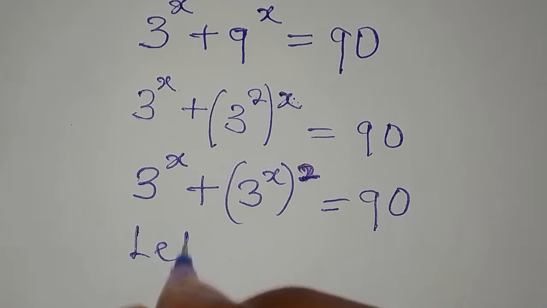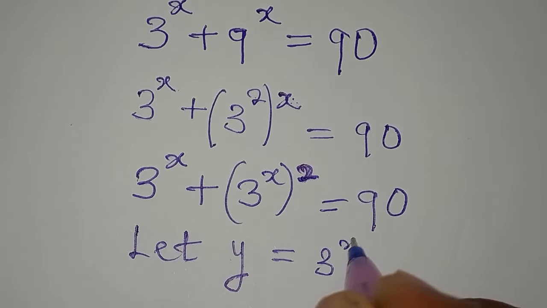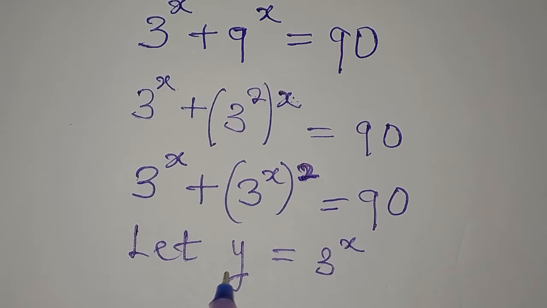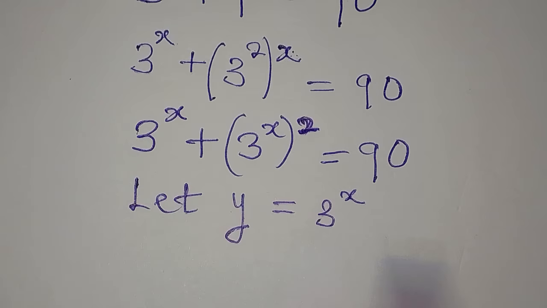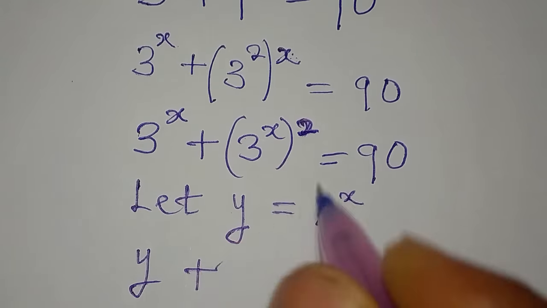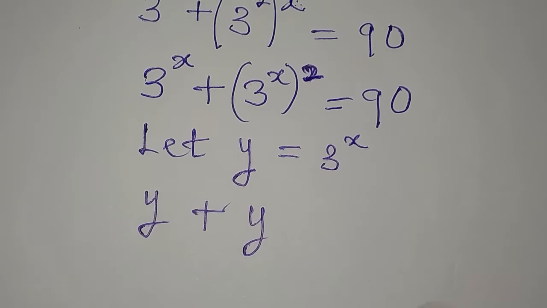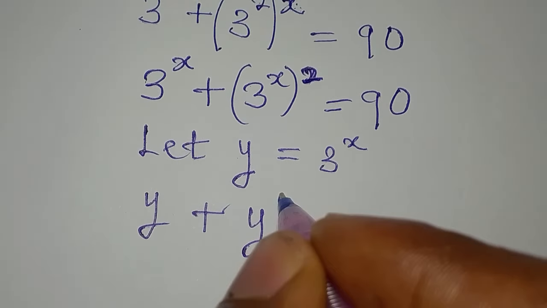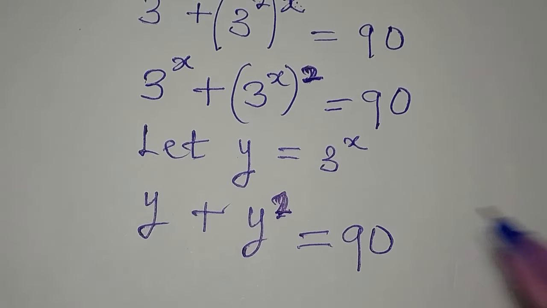Now let a letter, let's say y, be equal to 3 to the power of x. This could have been any letter, right? So if you like, you can use letter A, letter B, letter K, any letter at all. So now we have y plus, here 3 to the power of x is y, then the square on that is coming down here, and it's equal to 90.